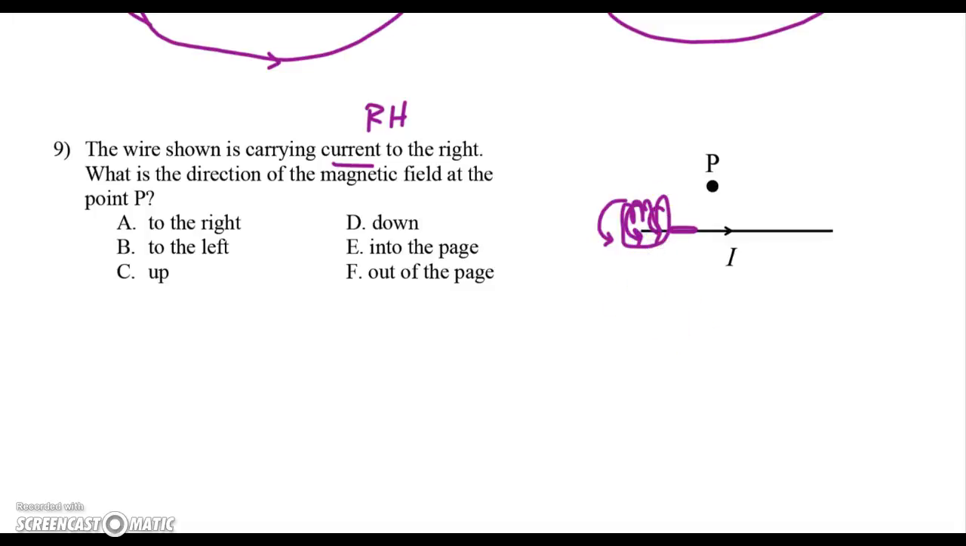And what do you get? You get cylindrical field lines like this, kind of curling around. Right? And at point P, those field lines are coming literally out of the page, out toward you. So the answer is out of the page.